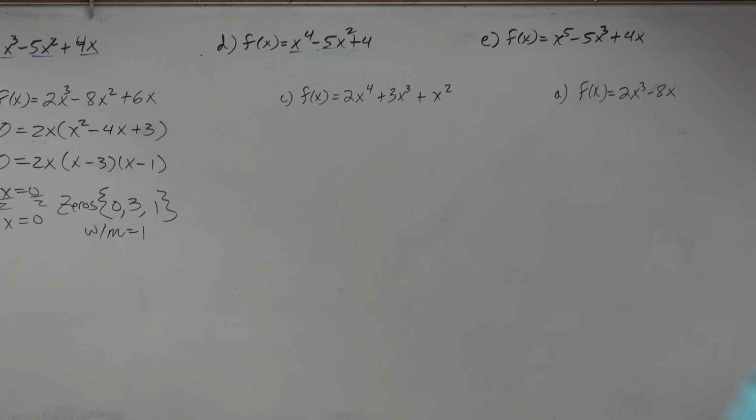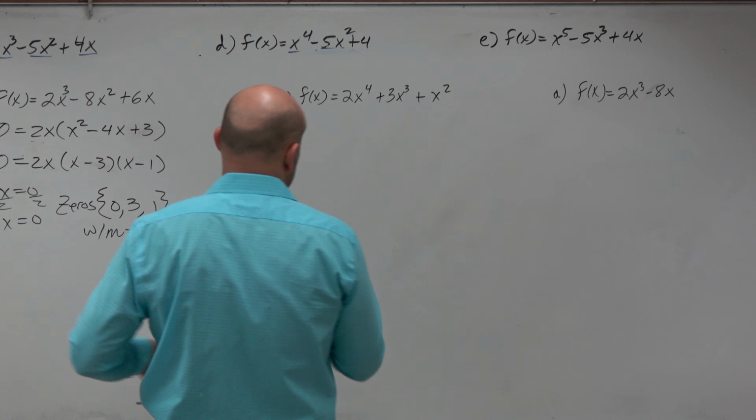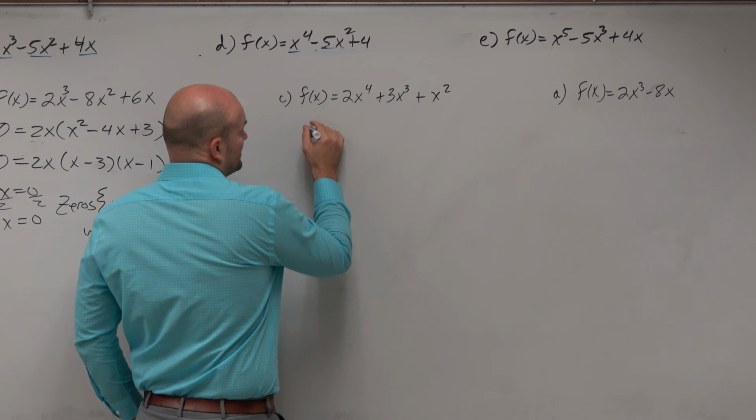Next one kind of looks a little similar. You can see here I can factor out an x squared. That looks like the only thing that they have in common. So I factor out an x squared, and I'm left with a 2x squared plus 3x plus 1.